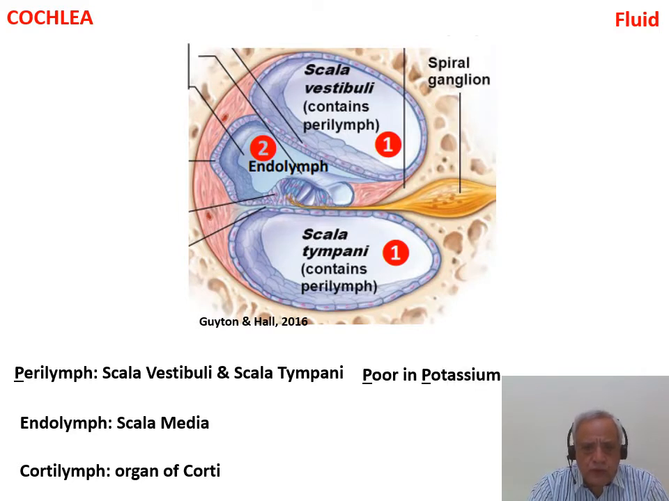You should always remember that the perilymph is poor in potassium. PPP: Perilymph, Poor in Potassium. And the endolymph is rich in potassium. And as we mentioned, these two fluids should not mix together.